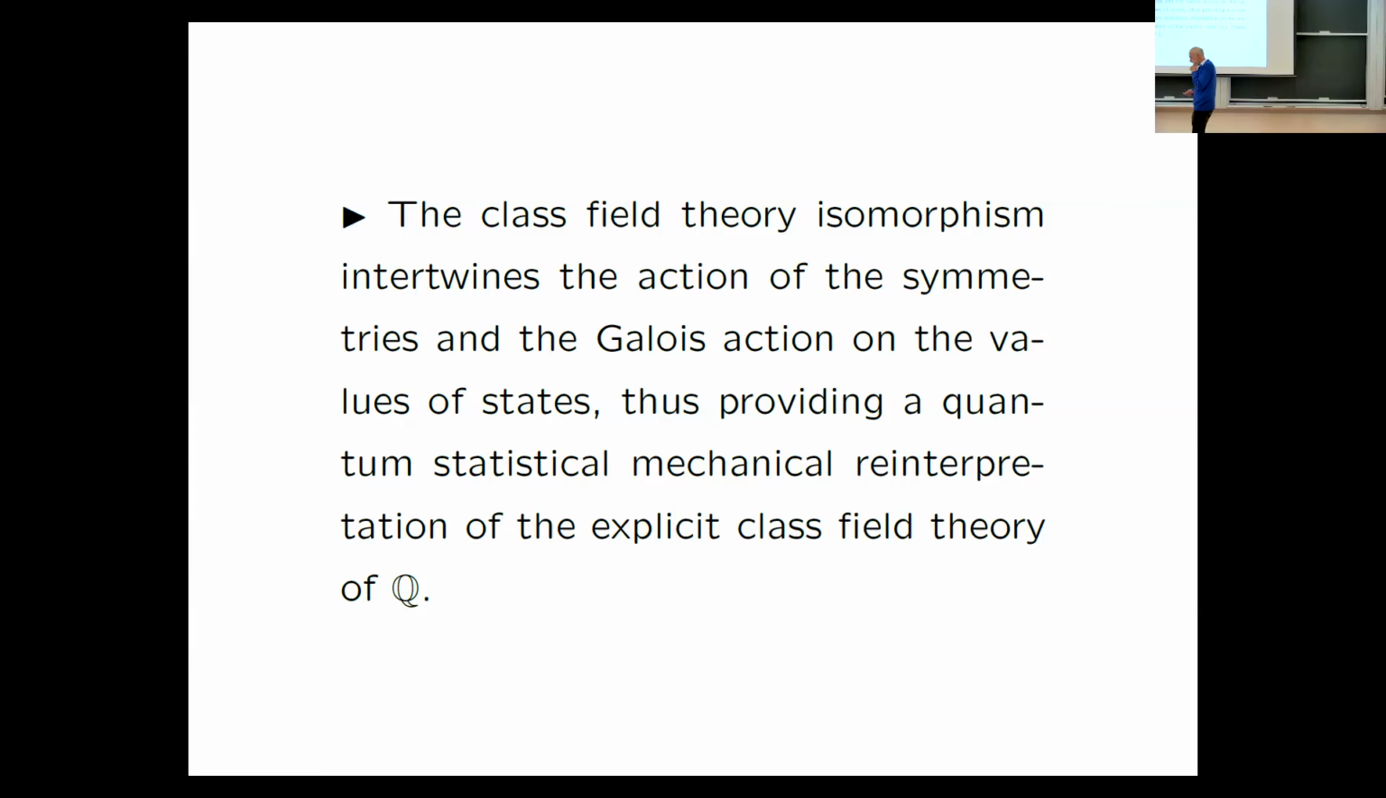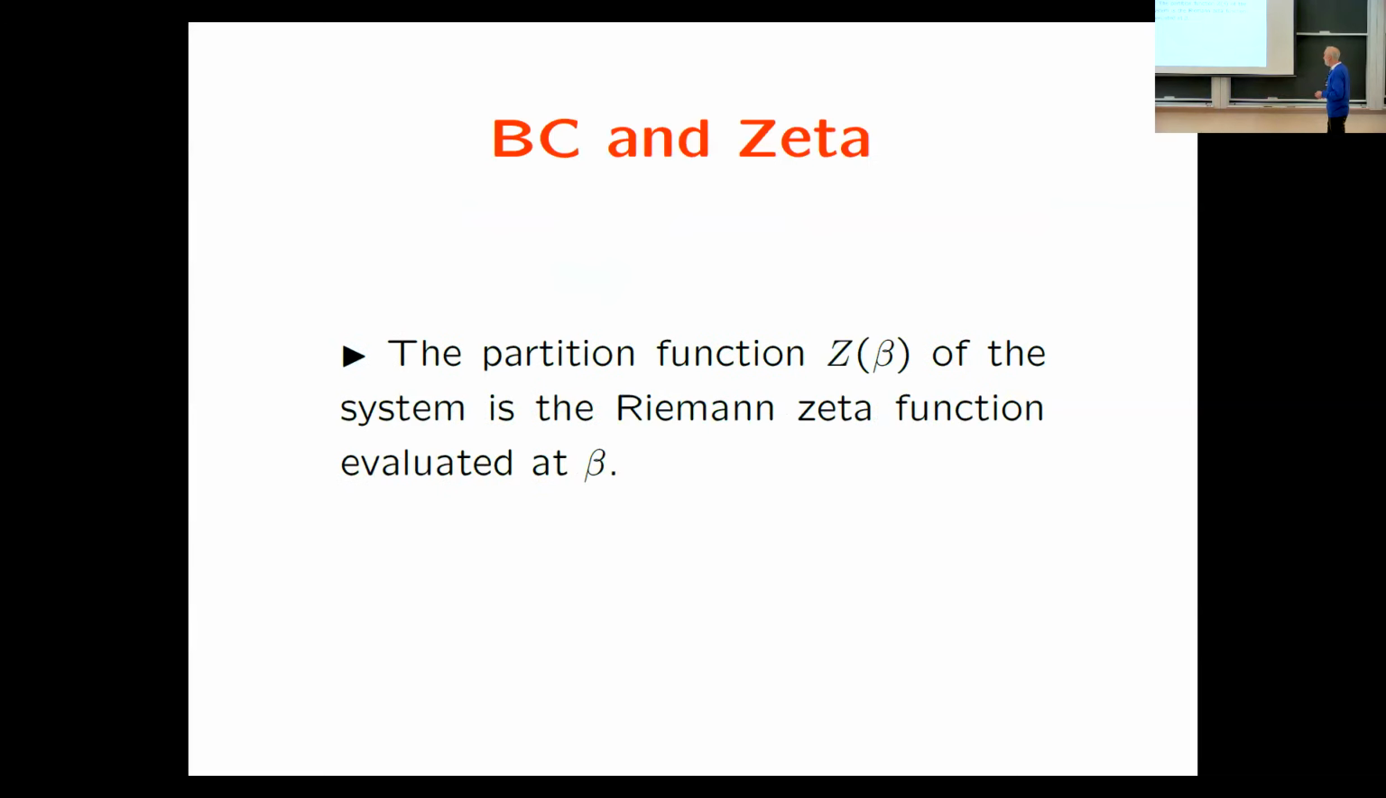But the place where the Riemann zeta function entered the scene is the next one. Physicists have a definition of what a partition function is. When you take this system and compute its partition function, which depends on beta, you find the Riemann zeta function. The partition function of the system is the Riemann zeta function evaluated at beta, this inverse temperature beta.